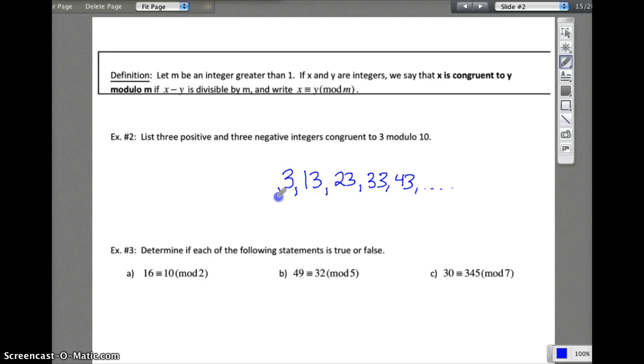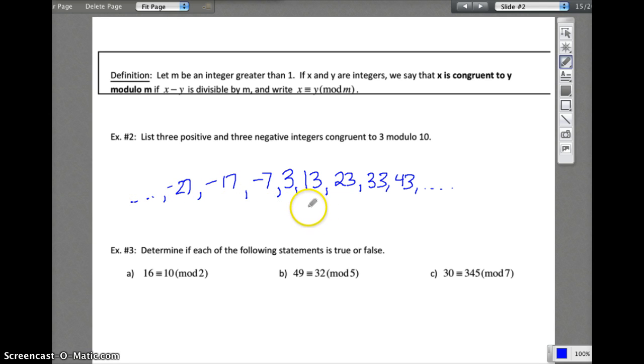Now going the other direction, we need some number that when we take x minus y, 3 minus this number, we end up with something divisible by 10 again. So what if we did negative 7? 3 minus negative 7 is 10, and we end up with a number divisible by 10. So then negative 17 and negative 27 would also work.